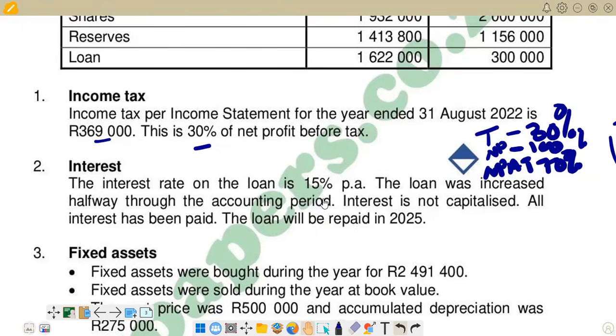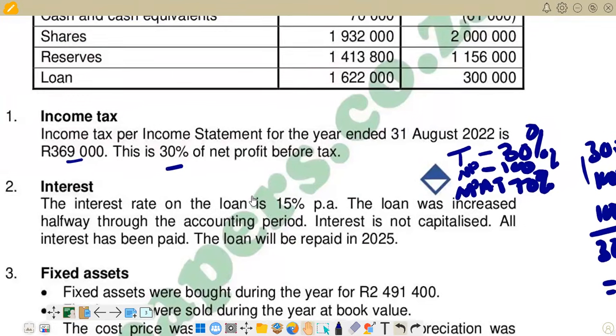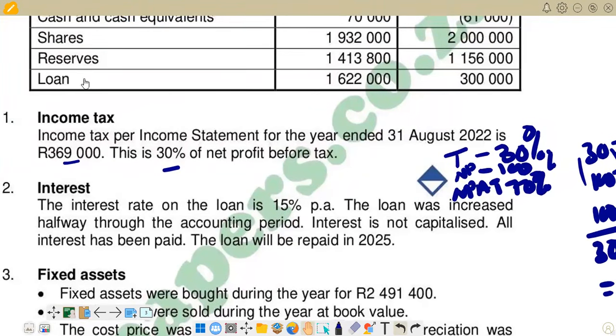Remember, we want to calculate interest, and then we check our loan figures. So you see that our loan figures are given there. Loan is here. This is 2021. This is 2022. So in 2021, the loan balance was 300,000, and then it increased in 2022 to 1,622,000. And then if we come here, we've got an instruction that we are given there.